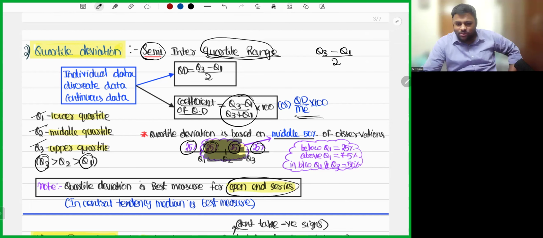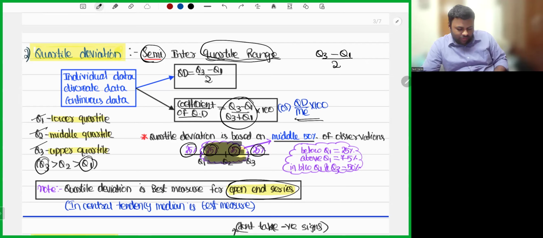Now, do you remember what an open-end series is? If you don't remember, there is no issue. I'll do one example for individual data and one example for continuous data. Then I'll teach you how this formula has come. Then we'll wind up quartile deviation and go for mean deviation.